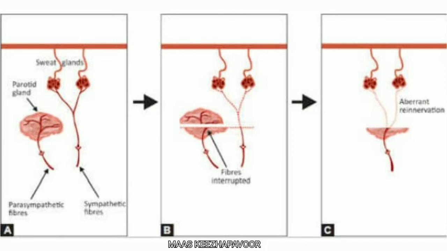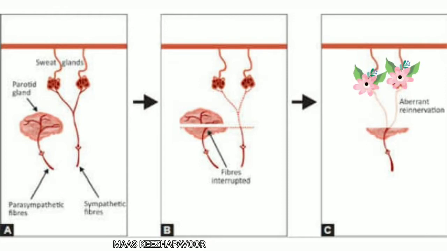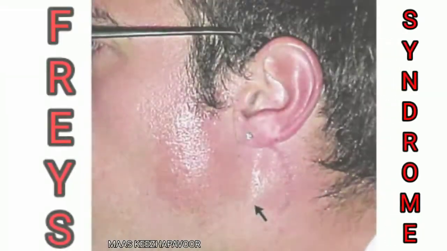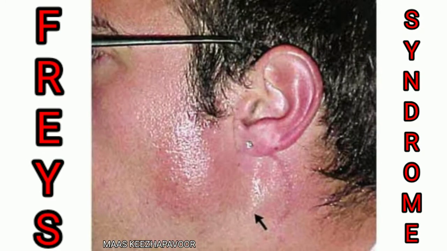During post-parotid surgery, sometimes the autonomic nerve fibers supplying the parotid gland get damaged. In the healing process, the parasympathetic fibers regenerate into the sheaths of sympathetic fibers of adjacent sweat glands. Whenever there is salivary stimulation by taste or smell of food, this induces the sweat glands to secrete, resulting in sweating and redness over the skin of face and temple.